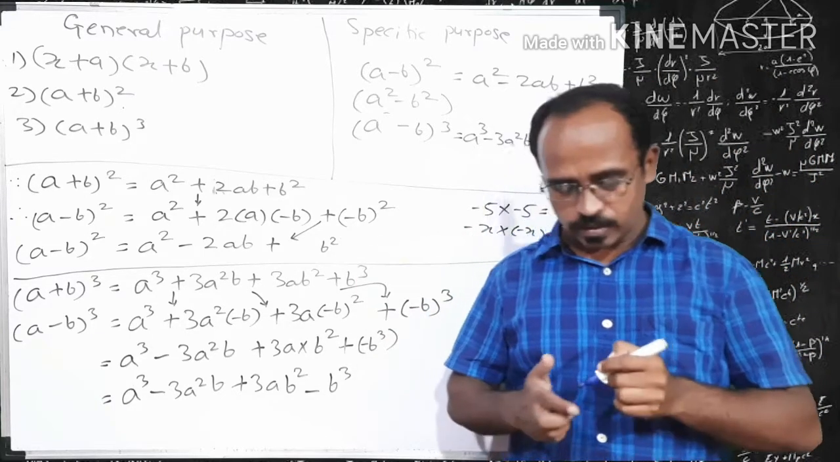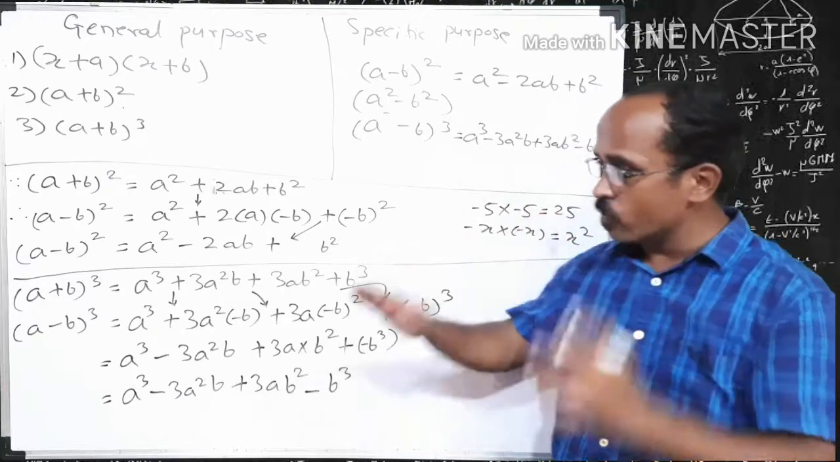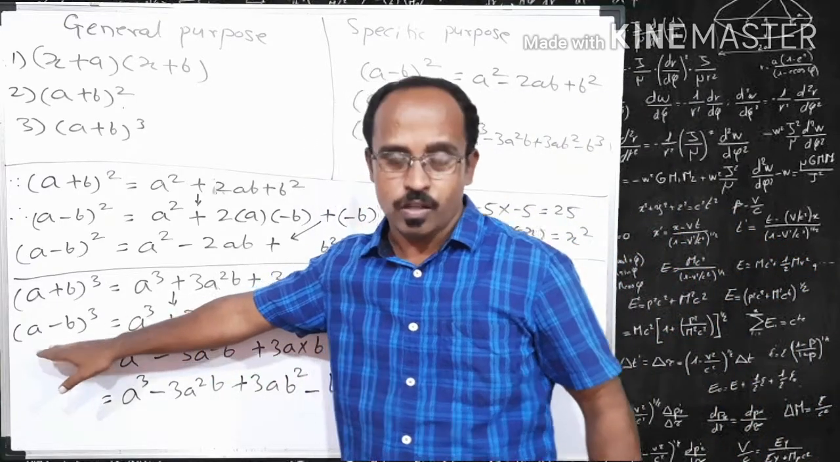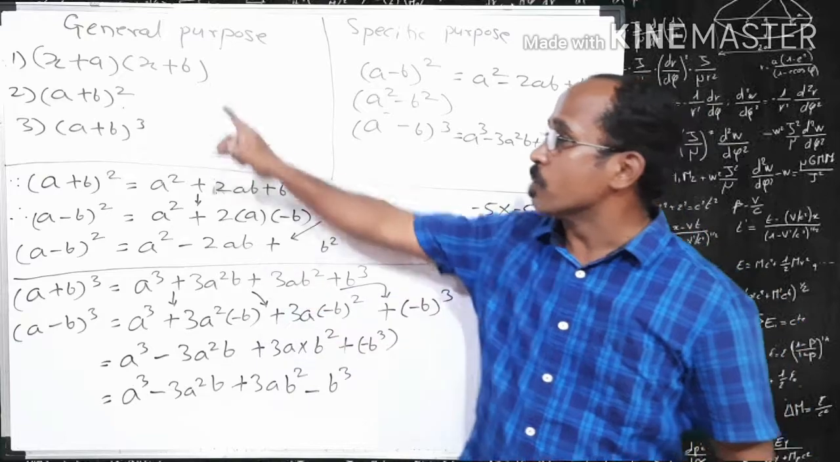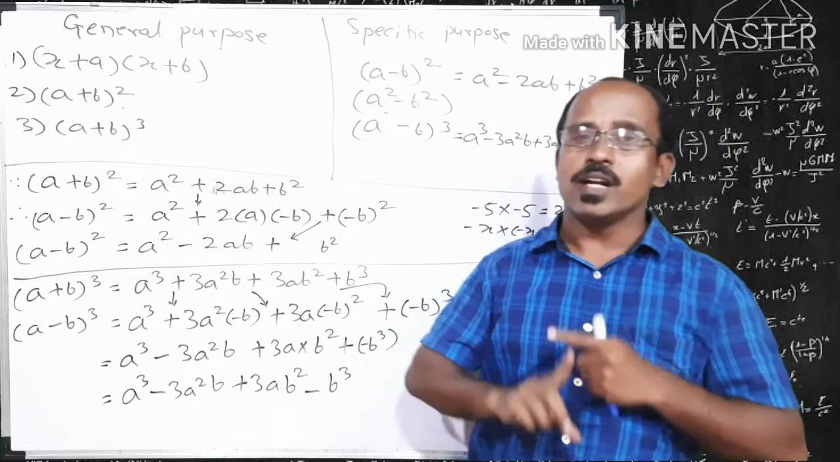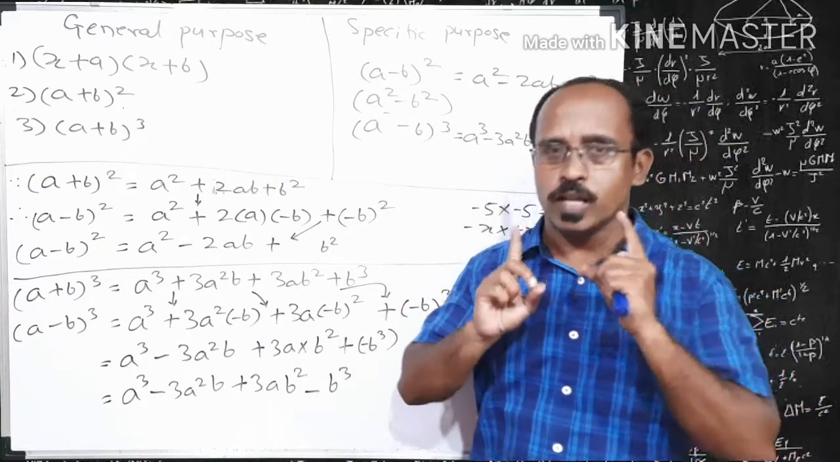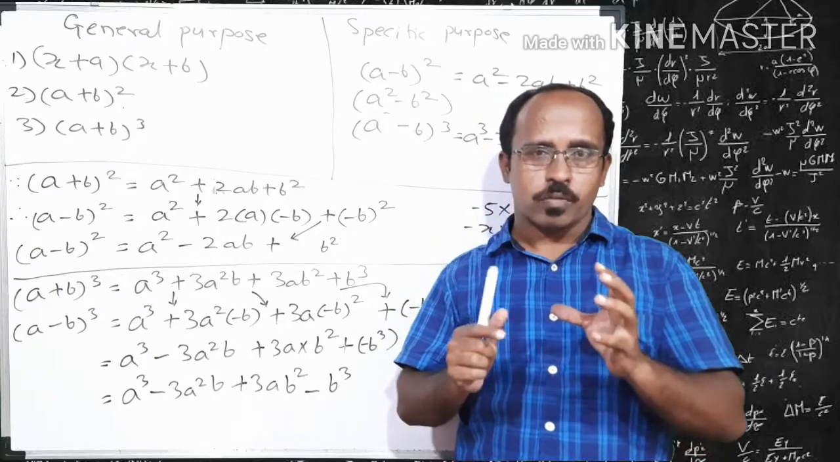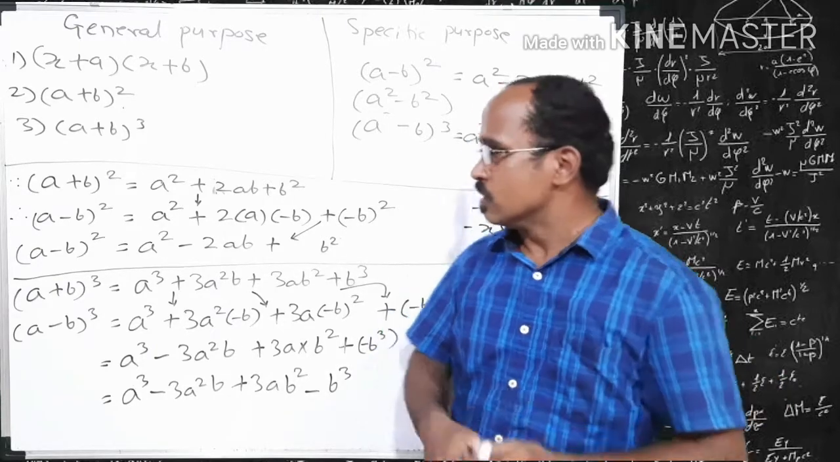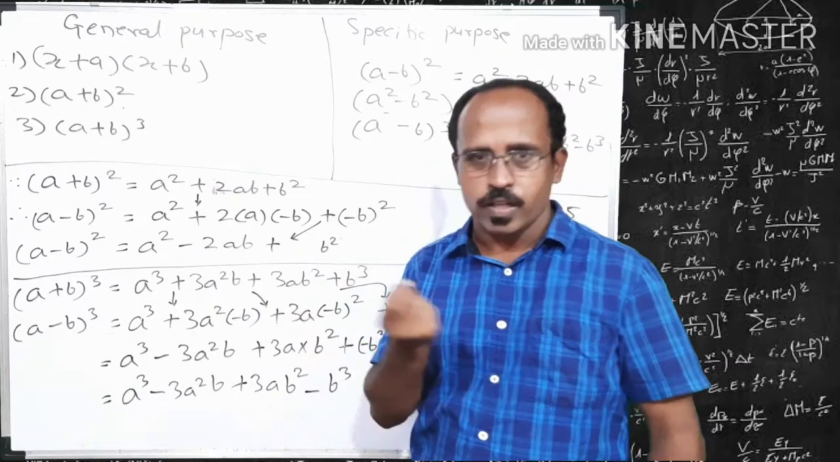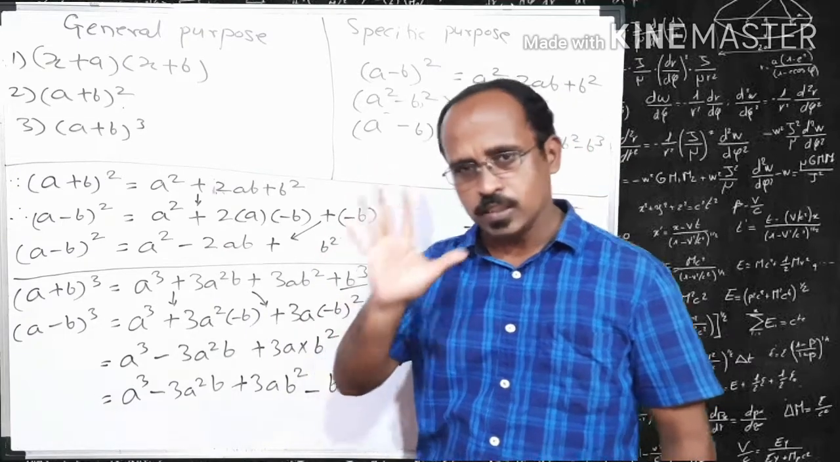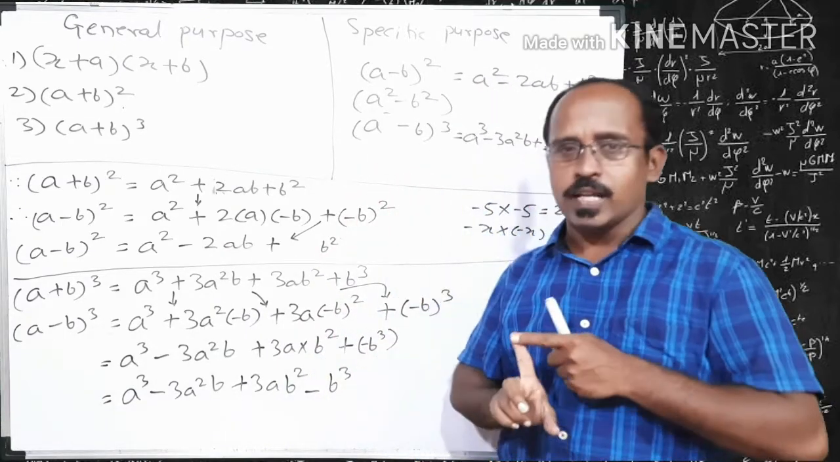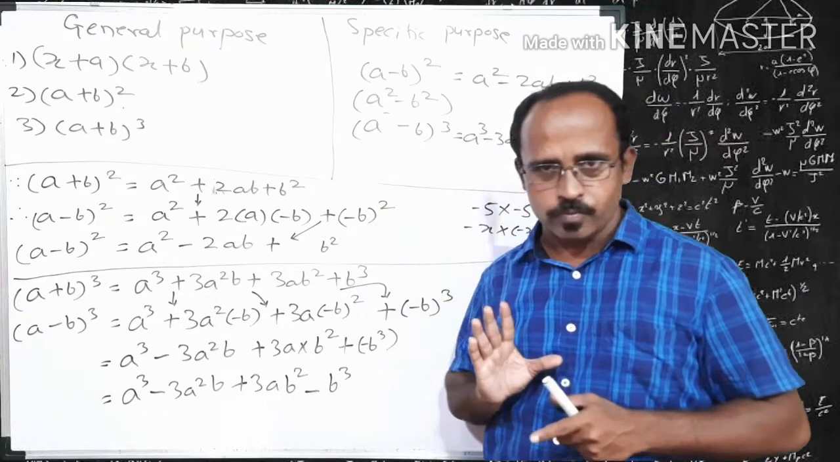So what happened in this case? We don't have to remember this formula at all. So what is the advantage of a general purpose formula? The advantage of a general purpose formula is you do not have to remember a lot of formulas. Clear? Just remembering very few formulae is useful. Did you understand the advantage of the general purpose formula?